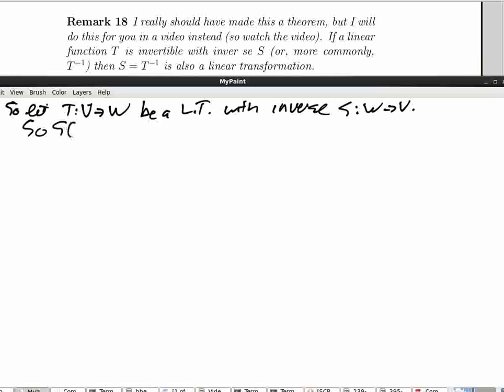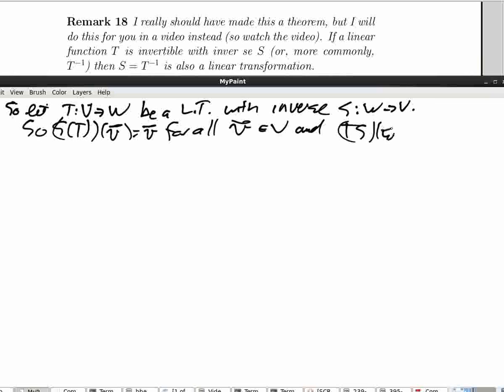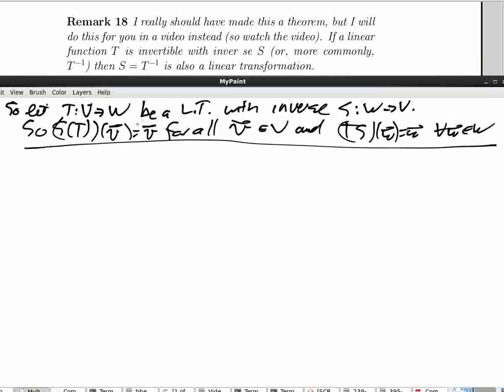So what does that mean? That means that S of T of V equals V for all V belonging to V, and T of S of W equals W for all W belonging to W. I'm going to prove that S is linear.